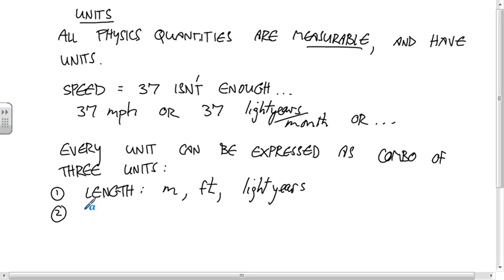Then the second of these three fundamental units is time. That's going to be measured in seconds, hours, days, months, so on. And the third fundamental one, the last one, is mass.